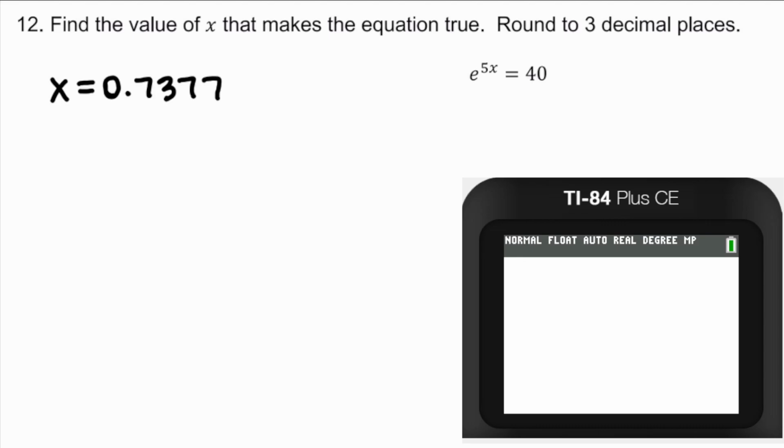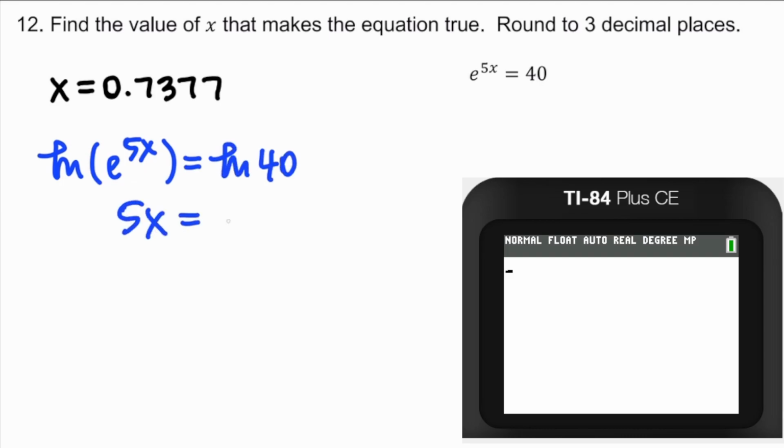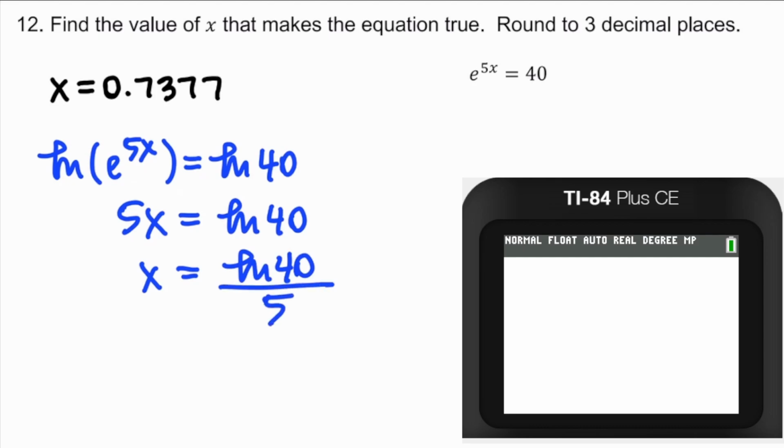So to get this 5x down out of the exponent, I'm going to take a log of both sides. Since the base is e, I need my log to be base e, so I'm going to take the natural log of both sides. The natural log of e to something, the special exponent I put on e to get e to the 5x, is just 5x. And that's going to be equal to the natural log of 40. And so x is going to equal the natural log of 40, all divided by 5.